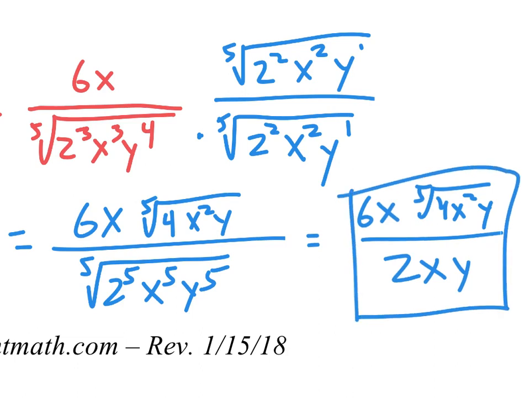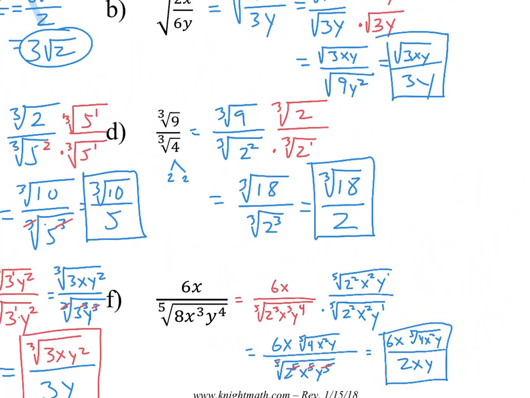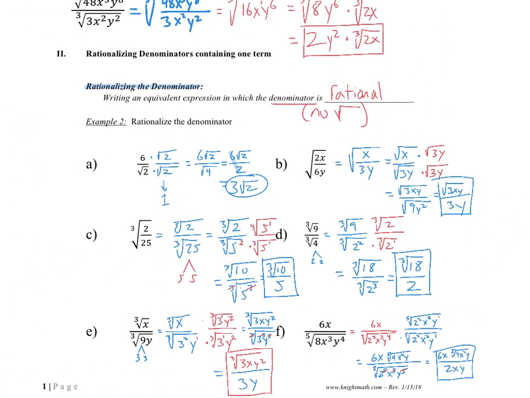Okay? All of these get fifth rooted. And that's why they get to come out of the radical. No more radical in the denominator. That's the whole goal. We have rationalized the denominator. All right?